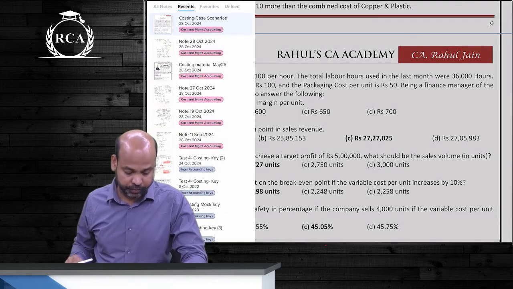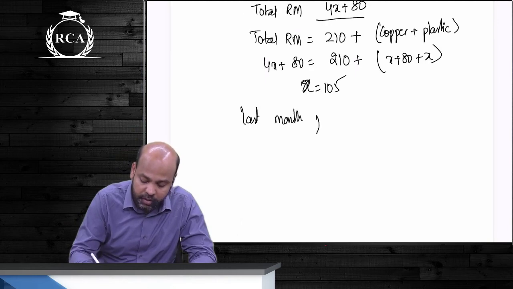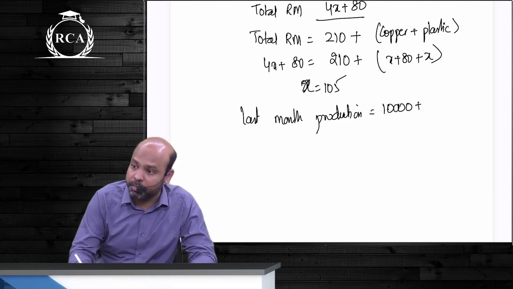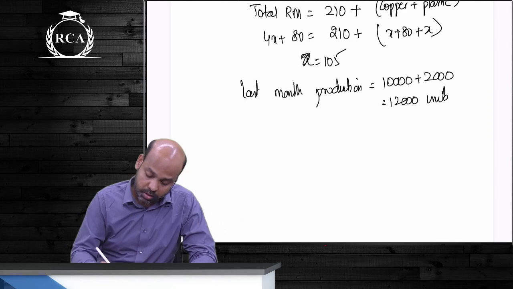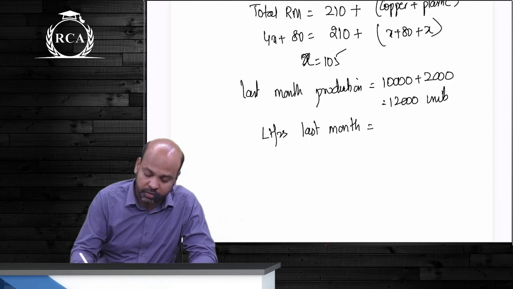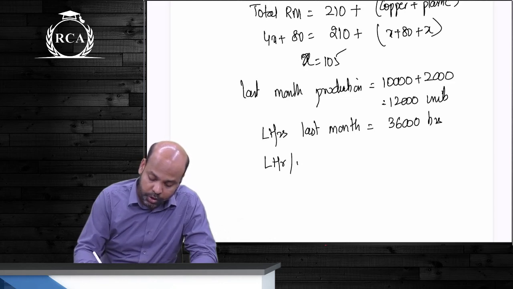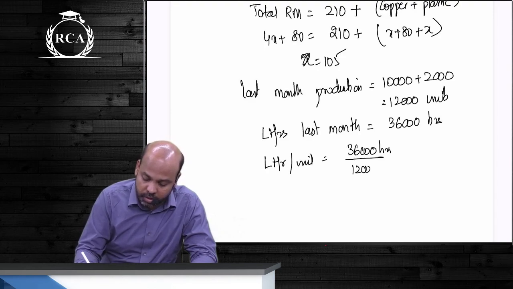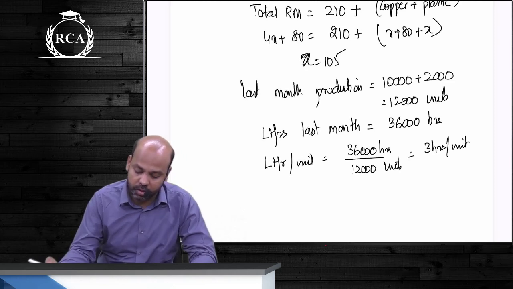Do you understand? Last month production was 10,000 plus 2,000, that is 12,000 units. You can write it with me if you've understood. Labor hours last month were 36,000 hours. What will be your labor hours per unit? 36,000 hours divided by 12,000 units. How much is that? 3 hours per unit.